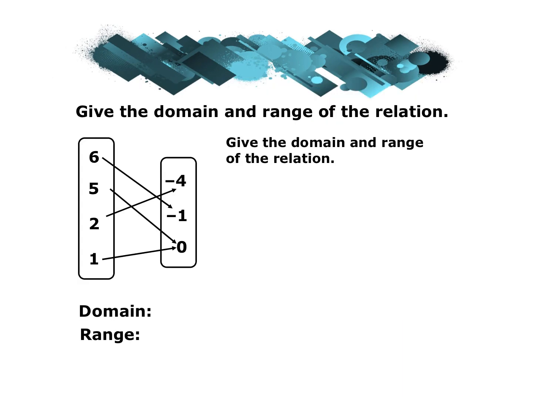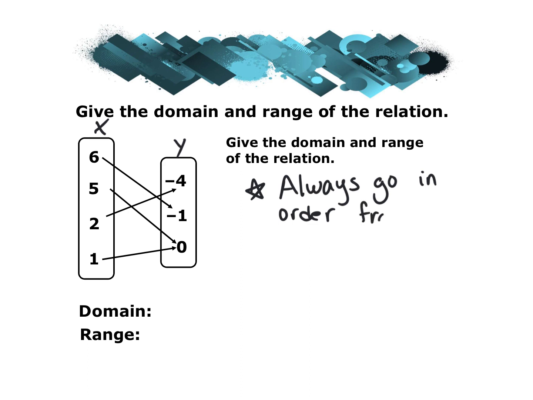So they want us to give the domain and range of the relations. So we know that this is the x, and we know that this is the y. Now, for the domain and range, you always go in order, from least to greatest. So let's do the order.